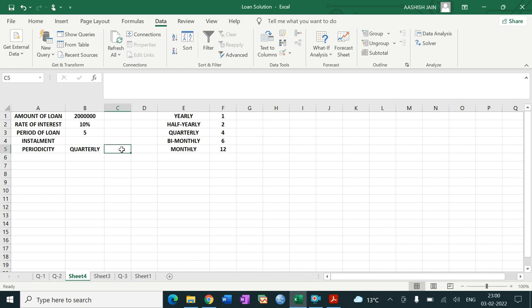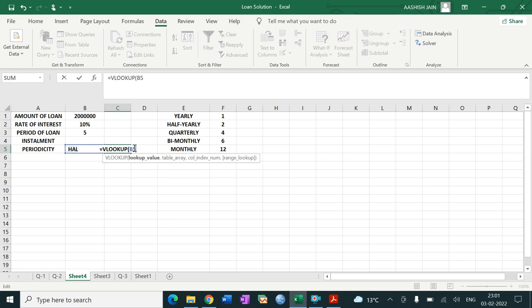Then quarterly means the EMI would be paid four times in a year. So how do we get this value? Quarterly would be equal to four. We can't put the value four directly here, because if I change from quarterly to half yearly, the number of EMIs in a year would be two, but it would still be four. So how do we get this? We need to take the help of VLOOKUP. For VLOOKUP, first it asks for the lookup value, that is B5. Then this is the table array. Then column index, that is 2. And then just close the bracket and press enter.